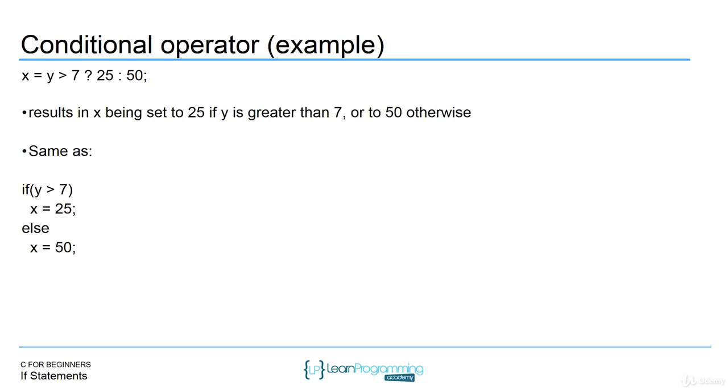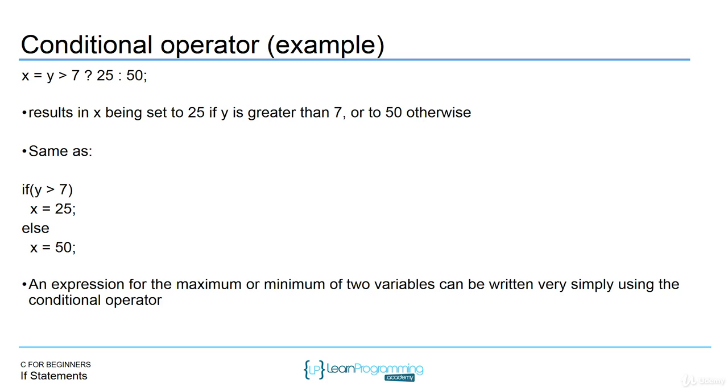It's the same as using an if statement. If y is greater than 7, x equals 25, else x equals 50. But it's much less code, right? The limitation of this conditional operator is you can only have two choices written using the conditional operator. You can't just do a ton of them. So it's a little limiting. It's usually used for assignment.